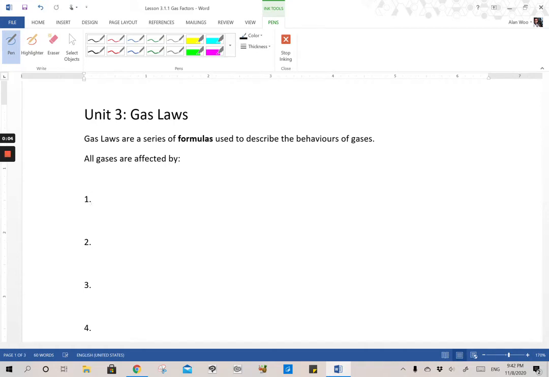Hey there everyone! In today's class we're going to learn about gas laws. This is the start of our next unit.